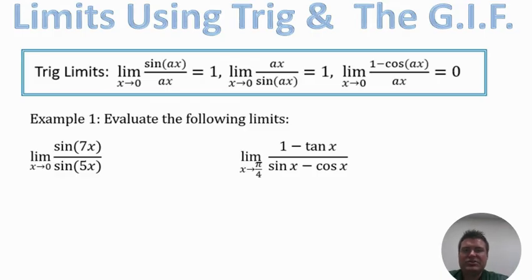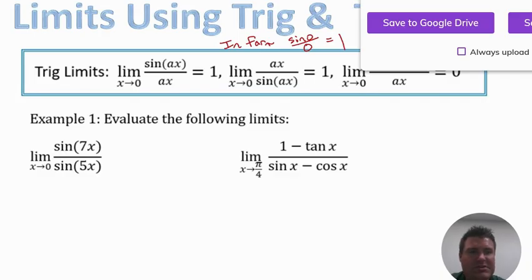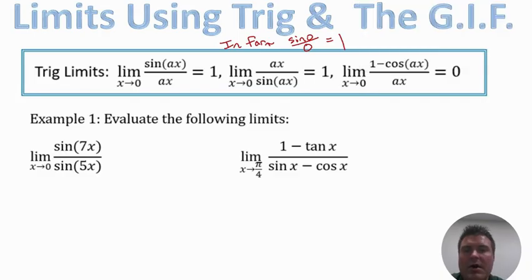So some trig limits that you need to be aware of here are if you have any type of form of sine of 0 over 0, that's going to equal 1. Anything in that form, sine of 0 over 0 or 0 over sine of 0, is going to equal 1. And you can look at the trig limit box right there. That gives you everything you need to know.